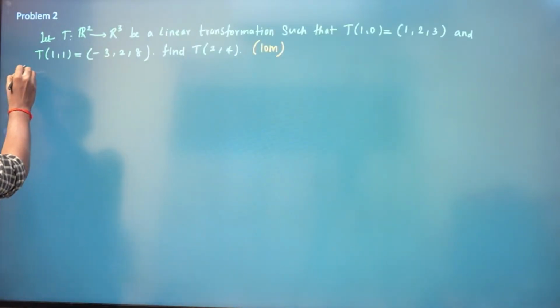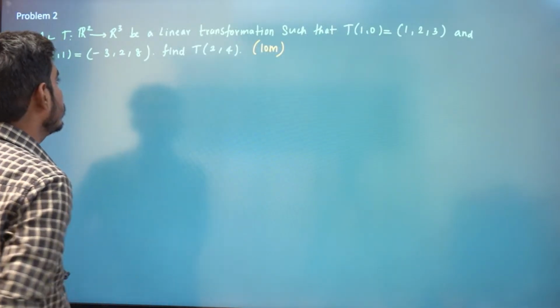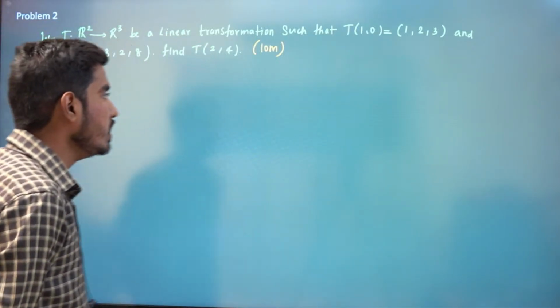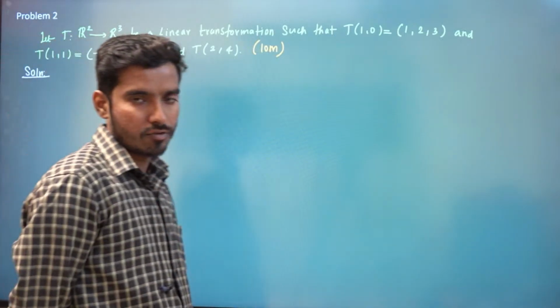Again, this is a very easy problem. Let T be a linear transformation from R2 to R3 such that T of (1, 0) is equal to (1, 2, 3) and T of (1, 1) is equal to (-3, 2, 8). Find T of (2, 4).